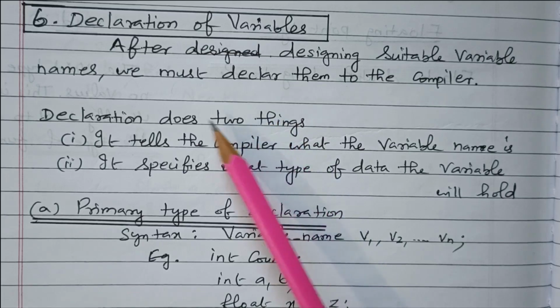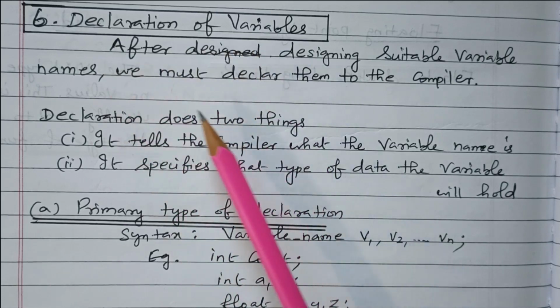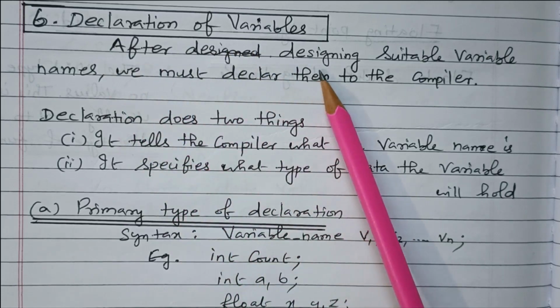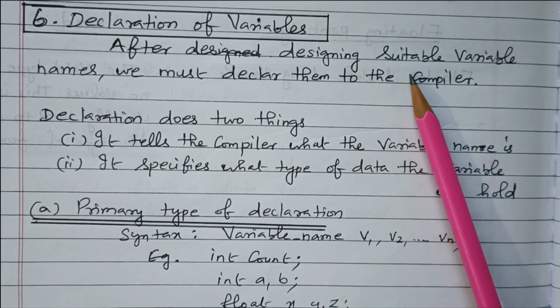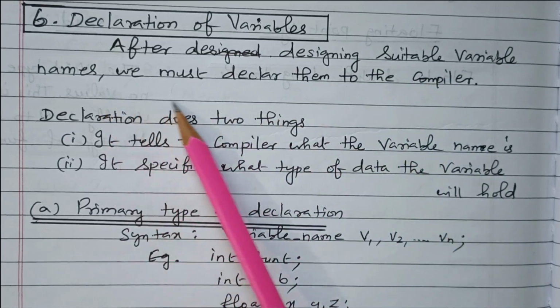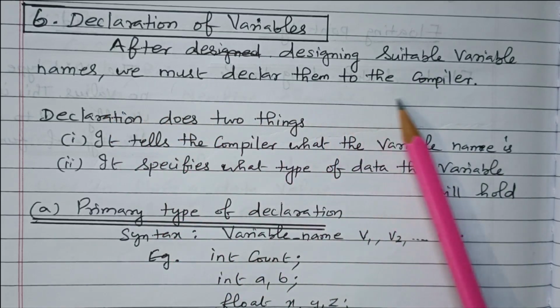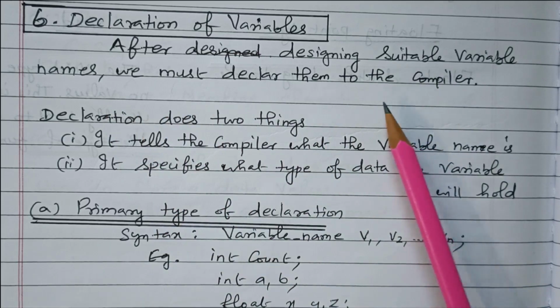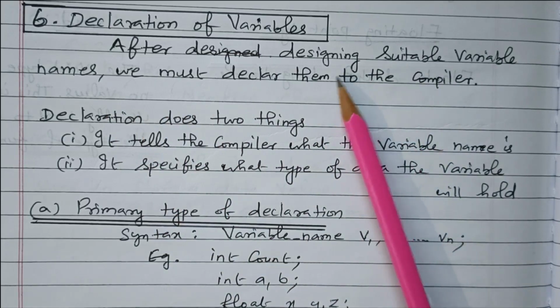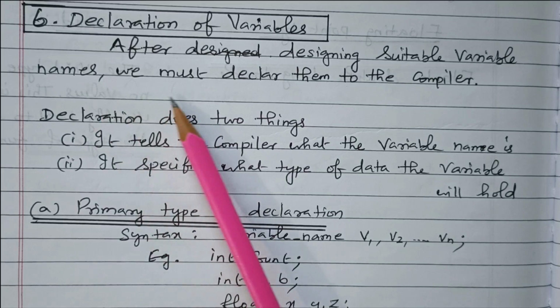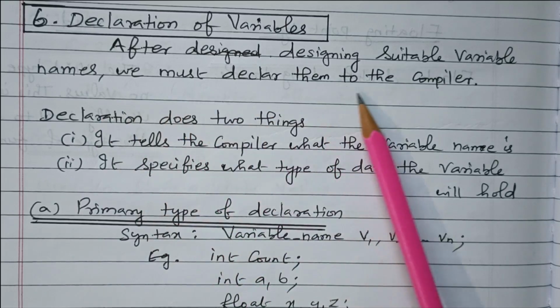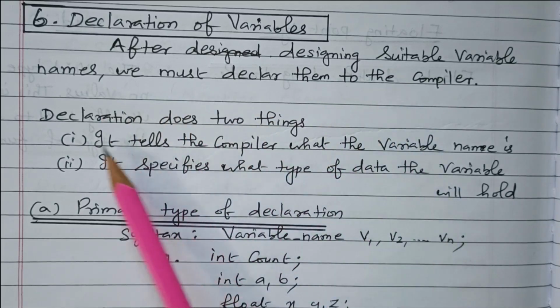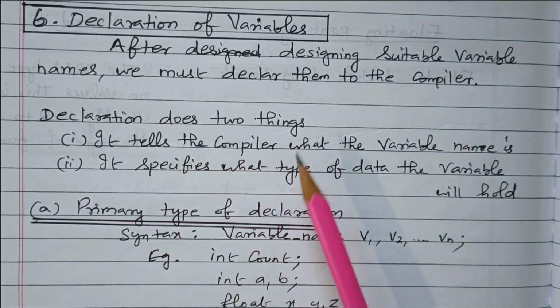Now we'll go to the topic, declaration of variables. After designating the suitable variable name, we must declare them to the compiler, right? So the declaration does have two things.